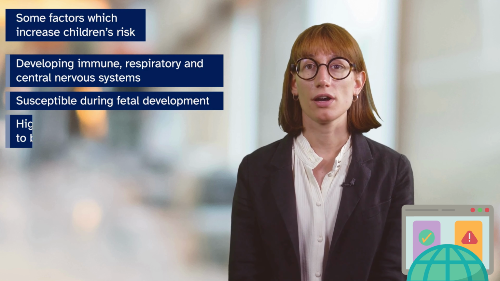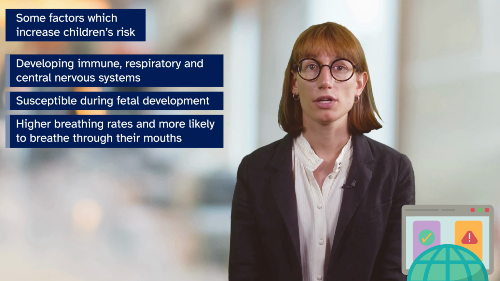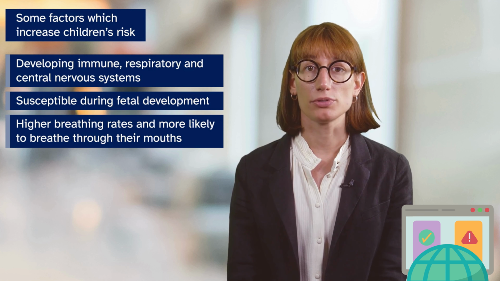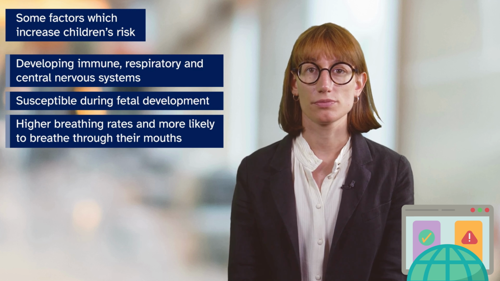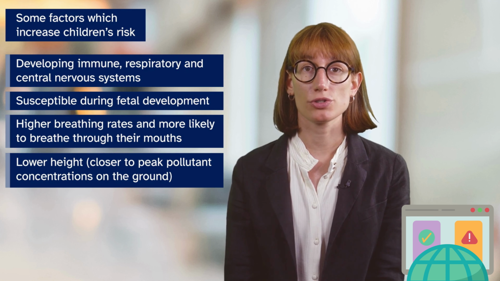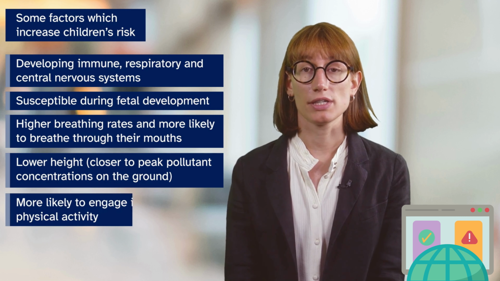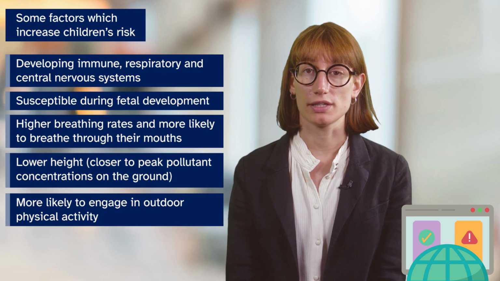Children breathe at higher rates than adults and more frequently breathe through their mouth, so that they take in air pollutants at higher doses. Their lower height also means that they live and play closer to the ground, where some pollutants reach peak concentrations. They also tend to engage in more outdoor physical activity.